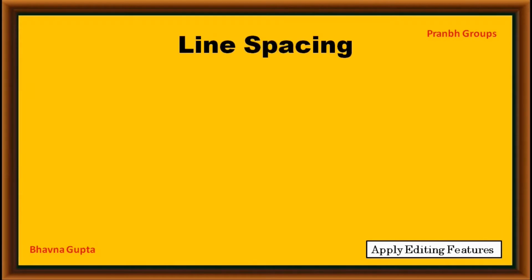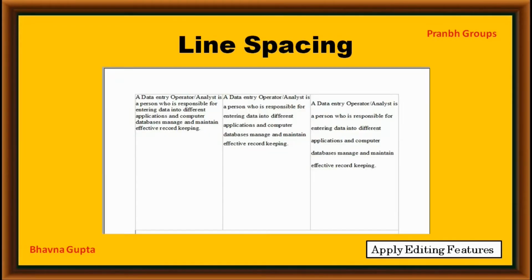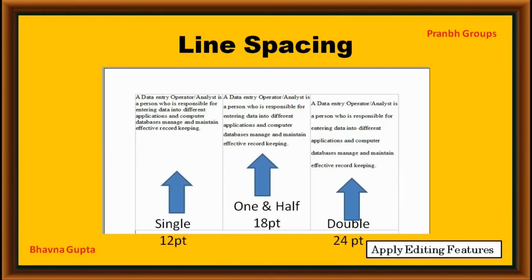And next topic, line spacing. By line spacing, it means the total height of a line of text including extra spacing. The line spacing is measured in lines or points. Generally, 3 standard types of line spacing.